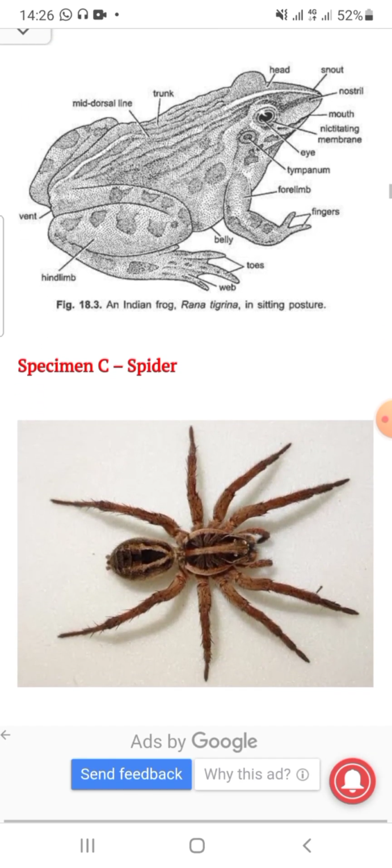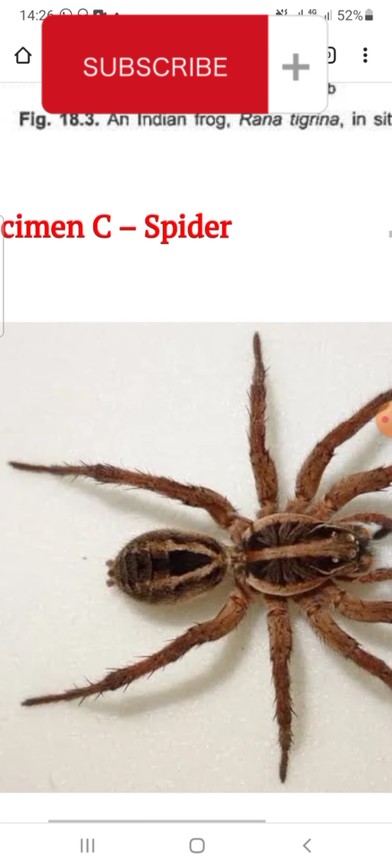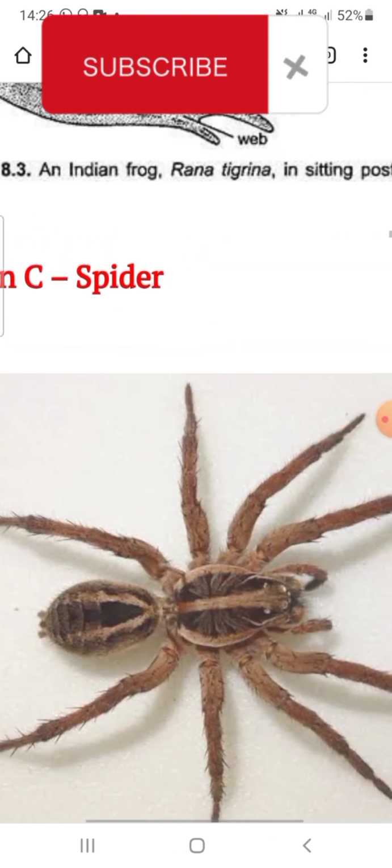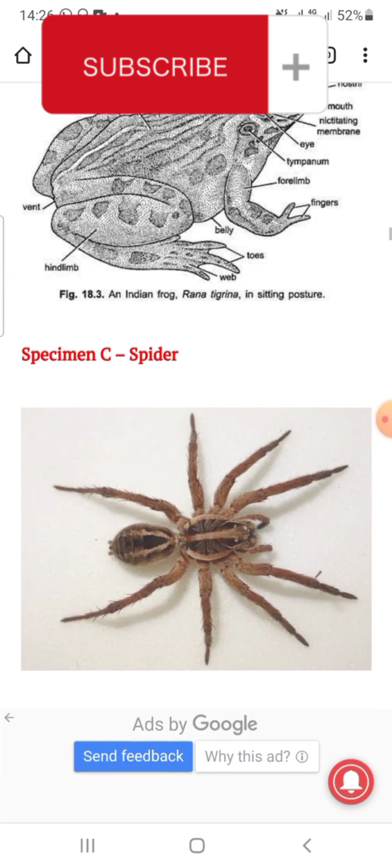Okay, let's look at specimen C. We know that specimen C is what? Spider. So this is a diagram of a spider. Okay, let's go.